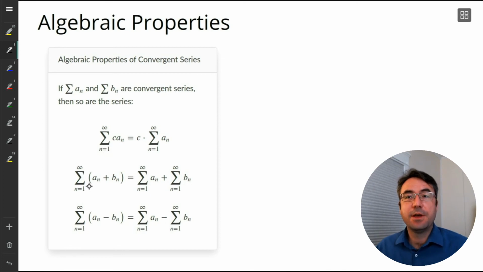So you can think of these two ways. You can either bring the constant outside of the big addition sign, factor out the constant. You can split up the addition.